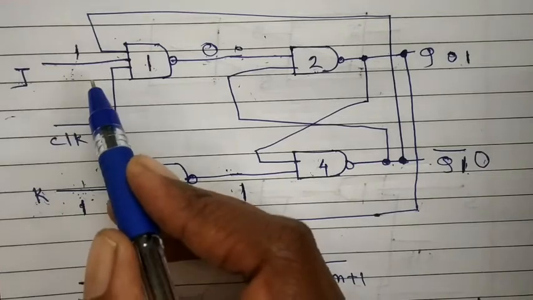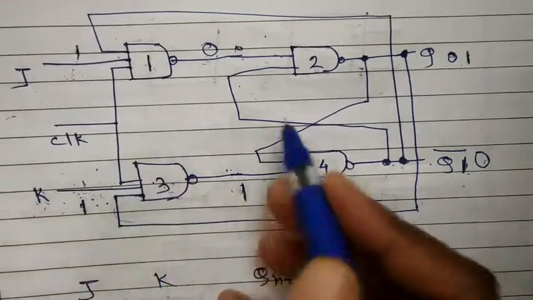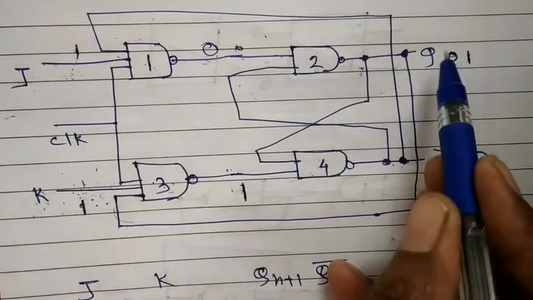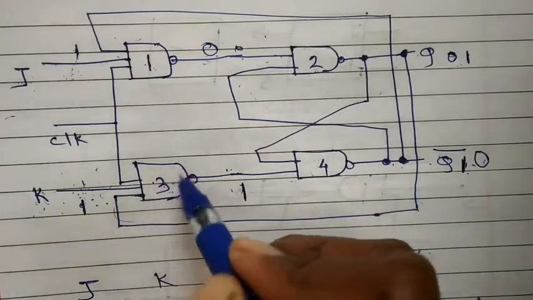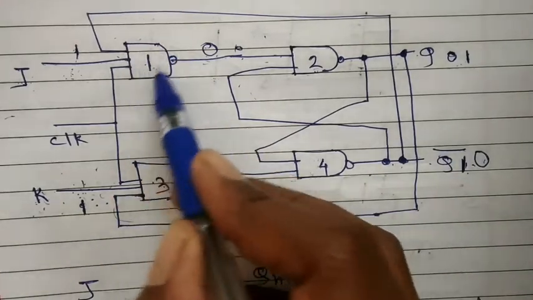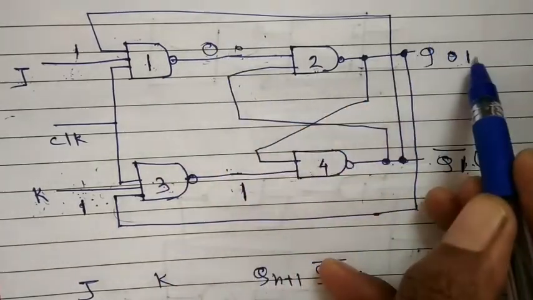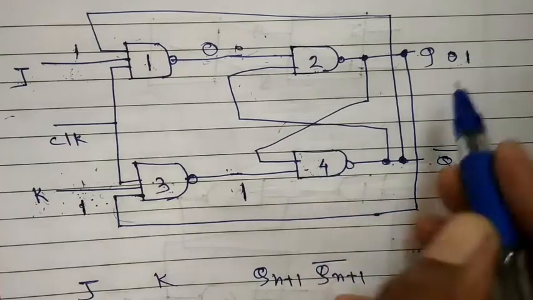Now see the main condition, J is 1 and K is 1. As I mentioned here, J is 1 and K is 1. So based on this feedback, the output will be generated. Initially I assume Q is 0 and Q bar is 1. Then the output of NAND gate 3 will be 1, and the output of NAND gate 1 will be 0. Then if any one of the inputs is 0, the output will be 1. And this will come to the input of NAND gate 4 and the output will be 0.